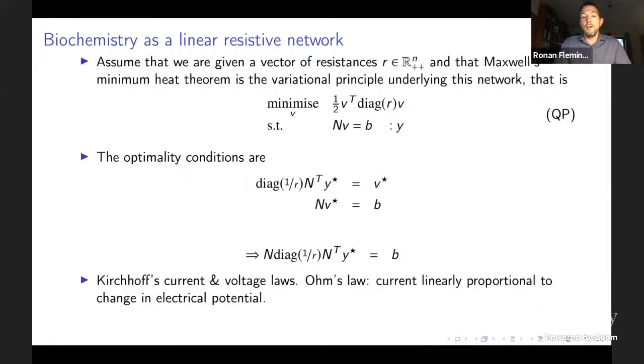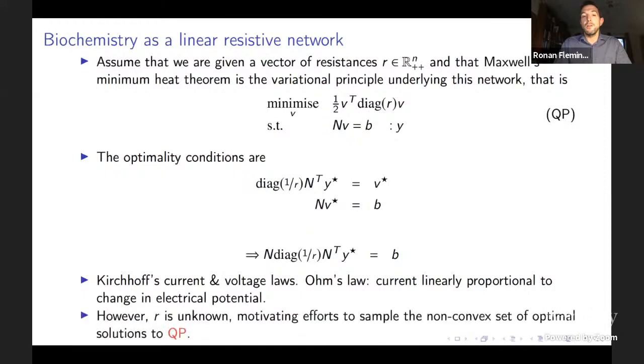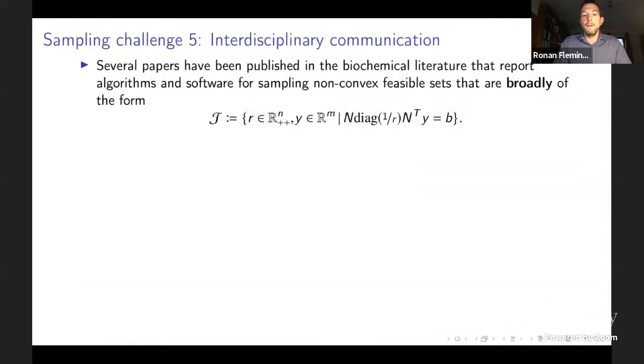But this constraint and the optimality conditions only specify the flows and the change in potential if you're given the vector resistances, but we don't know the vector resistances. So people in my community have been trying to sample the non-convex set of optimal solutions. I'm talking about the full set of solutions if you consider R a parameter. So if you were to sample R, what set of different optimal flux vectors would you get?